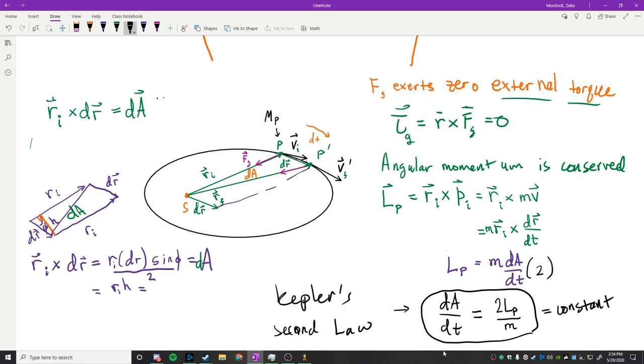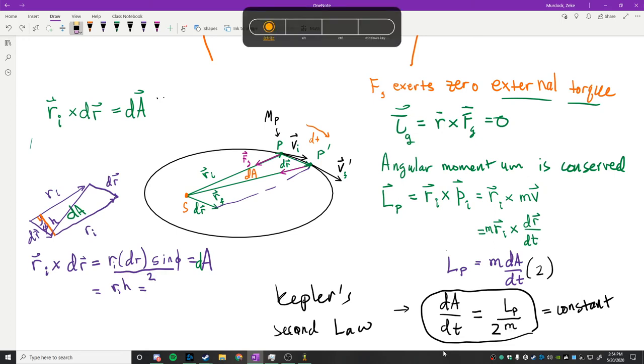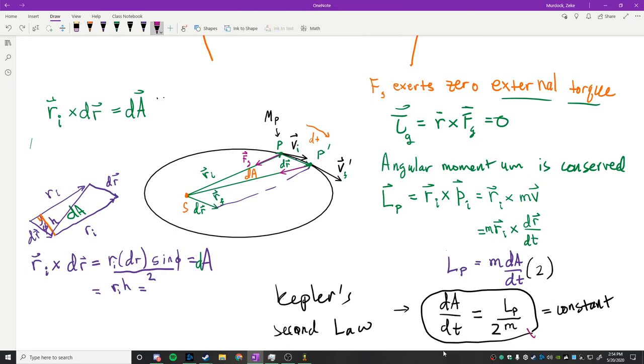Is it 1/2? Did I put the 2 in the wrong place? I'm sorry. Thank you. Appreciate that. Yeah, you're right. Sorry about that. Yeah, it's L squared over 2 divided by mass, right? This whole thing right here is considered to be a constant of the motion of the planet.